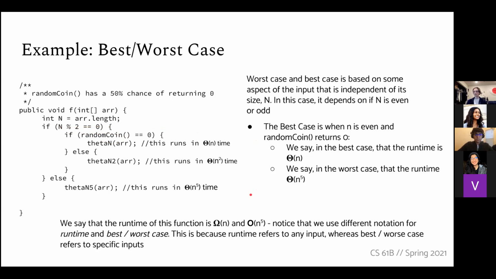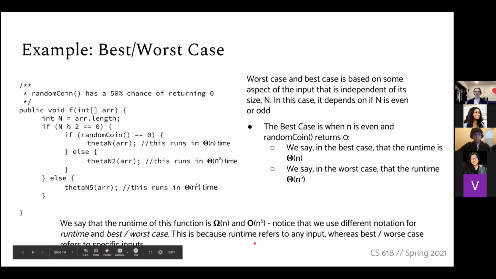If we wanted to talk about the overall runtime for this program, we would say that the program is lower bounded by big omega of n, because the least amount of work we can possibly do is this theta of n. So we have a lower bound of our program f by n, and the most amount of work we could do is this theta of n to the 5. And so we would say that we are upper bounded by n to the 5, which means we have big O of n to the 5.